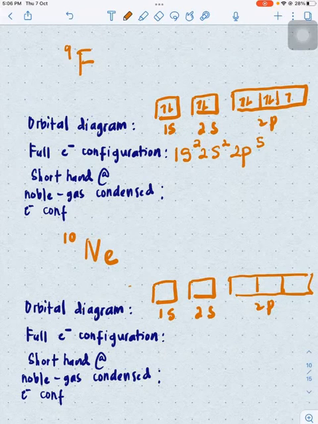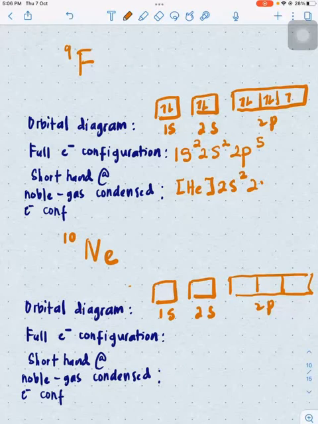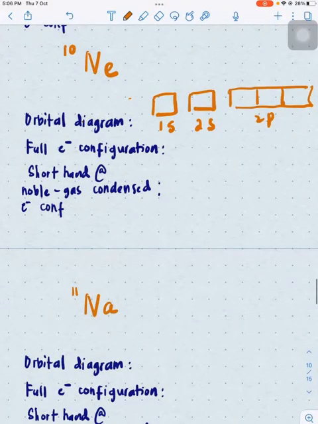Siapa pula ni? Adham Haris. Condense. Ya, madam. What is the condensed electron configuration? Yang 1S2 tu yang condense, yang bawah ni, yang ketiga ni, yang kita nak guna noble gas. HE 2S2 2P5. Okay, very good. Alright, so this is our 10th element, neon.